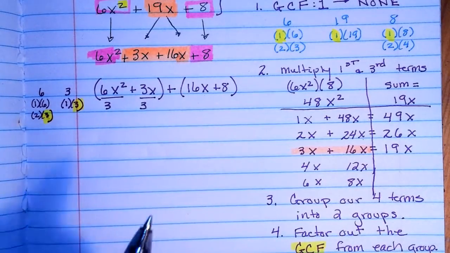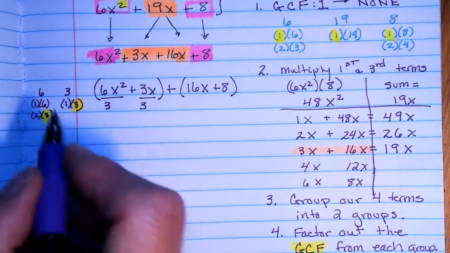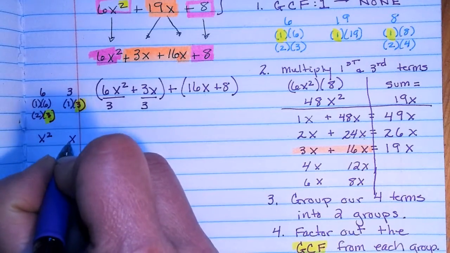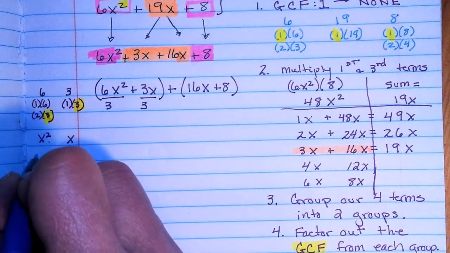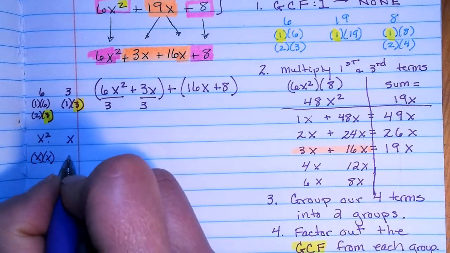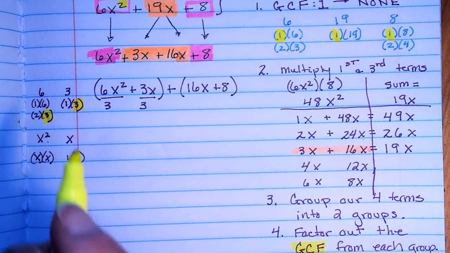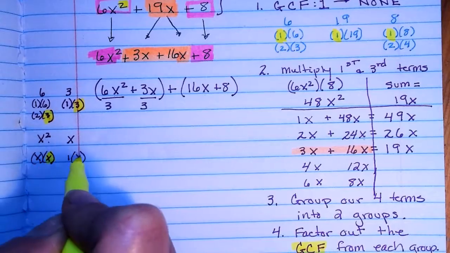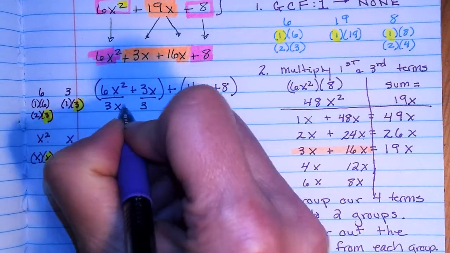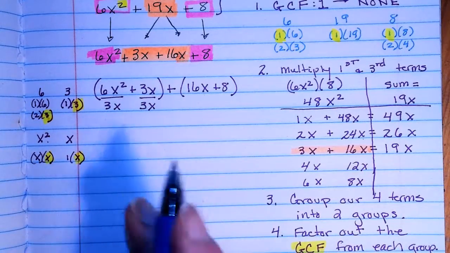But wait, there's more. Notice I have an x squared and I have an x. So let's look at that over here. My factors of x squared are x times x, and my factors of x is simply 1 times x. So we can see here that my common factor is x. So I'm going to factor out 3x. Do not throw that away.